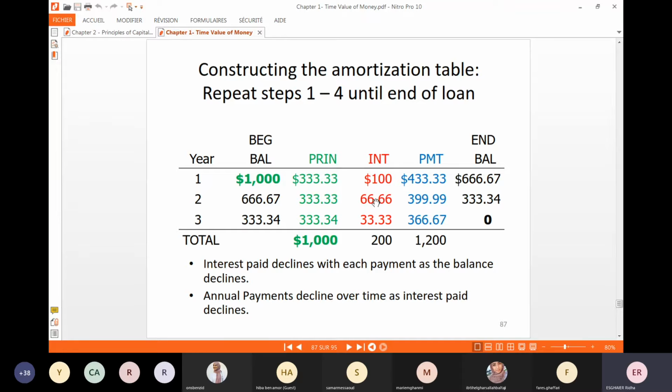Plus principal 2 will give you payment 2. Balance at the beginning of year 2 minus principal 2 will give you the balance at the end of year 2, which is the balance at the beginning of year 3. Multiplied by 10%, it will give you the last interest. The sum of the last interest and the last principal portion will give you the last payment. And the balance at the beginning of the third year minus the third principal portion are equal. The difference between the two will give you 0, to say that the loan is fully reimbursed, fully amortized.